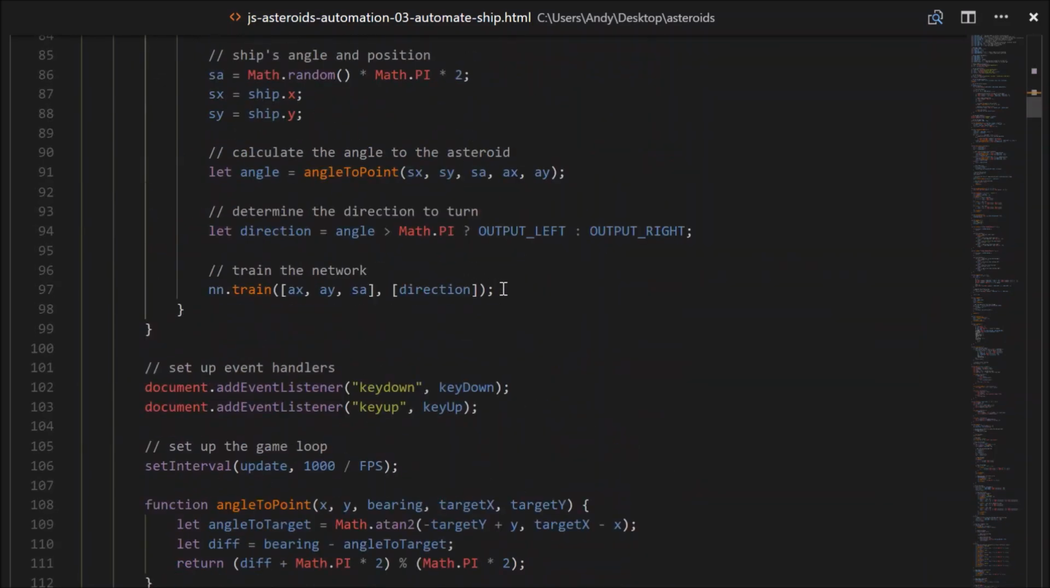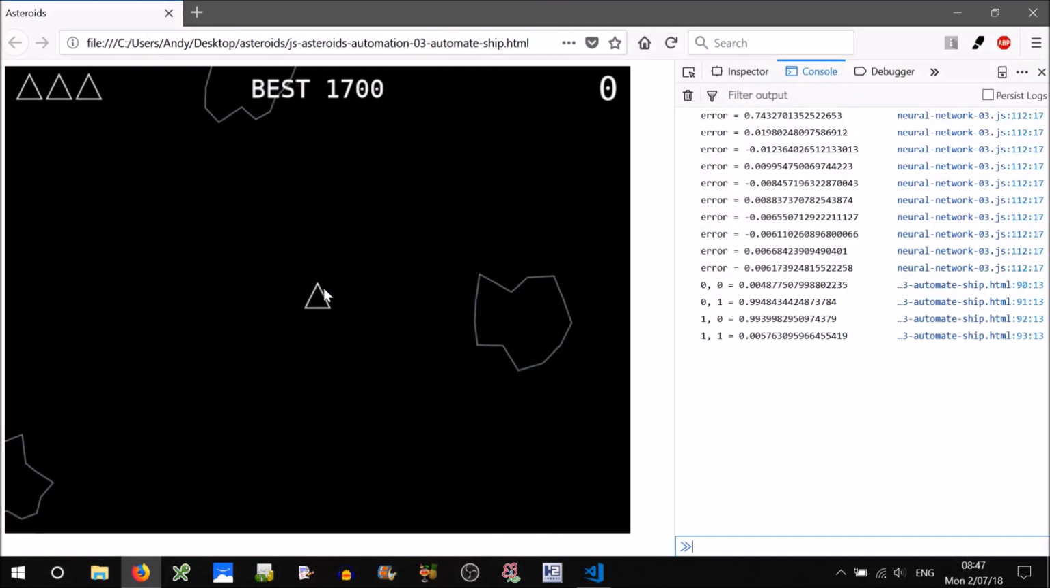Now, I foresee one problem where this AX, AY, and SA, they take on strange values. So AX could be a number like 600, AY could be minus 23, SA could be 3.8 or whatever, right? They're not normalized, are they? But let's see what they do. It might not be an issue.